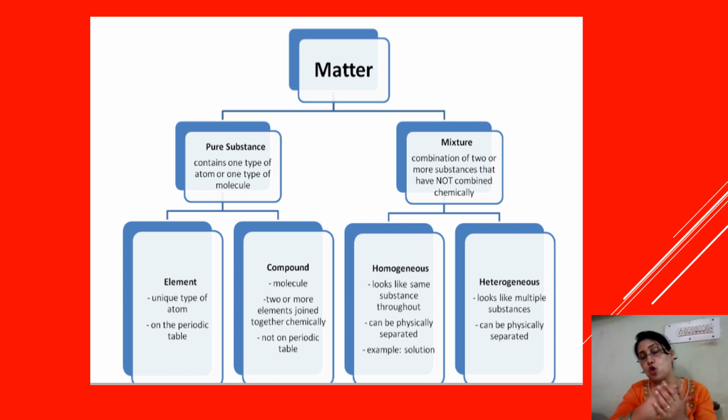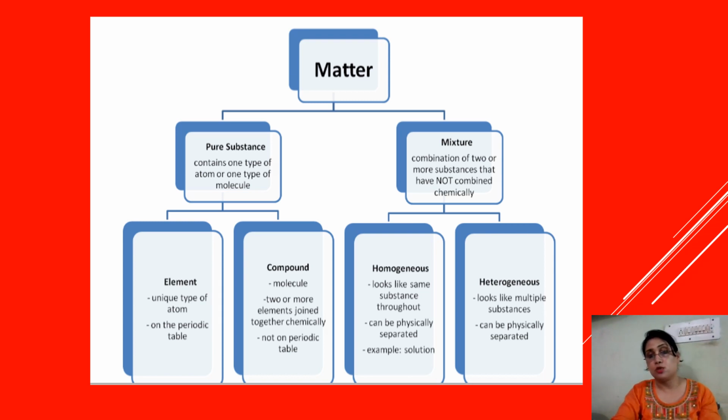If I talk of iron, if I talk of copper, all these have the same kind of atoms. If I'm talking about copper wire, it has all atoms of copper only. Whereas a compound is made up of molecules. We will get to know more about it in the next slides.